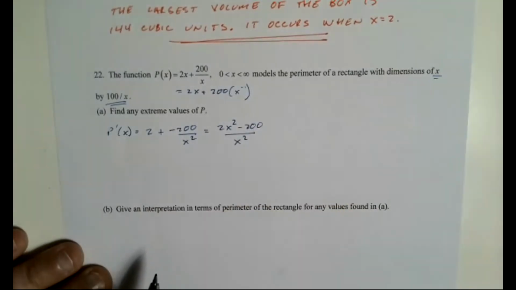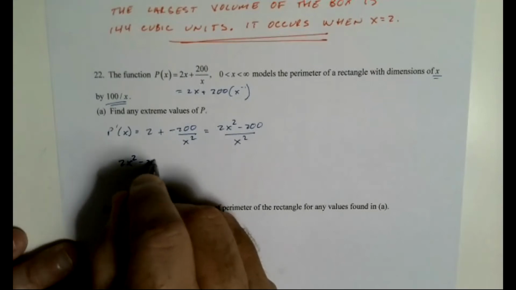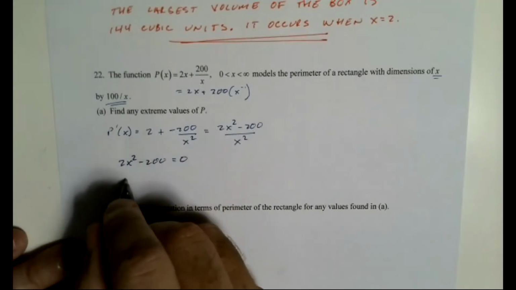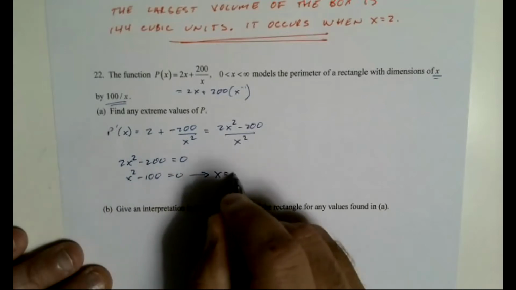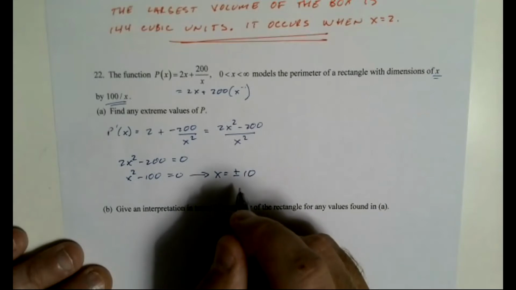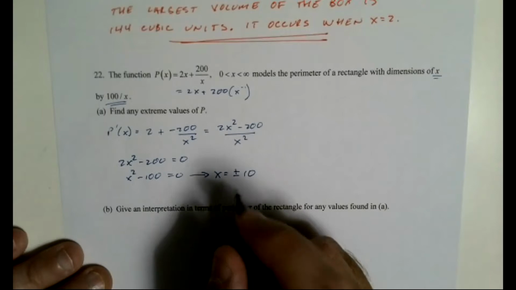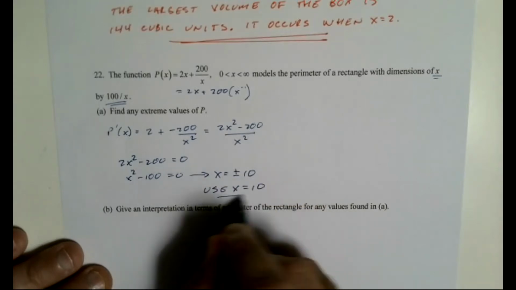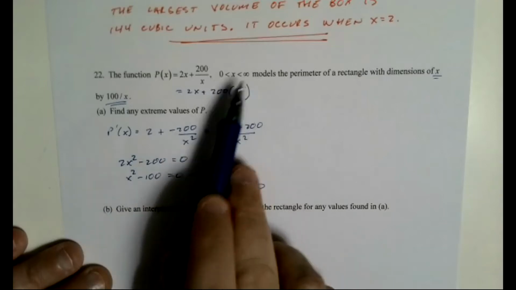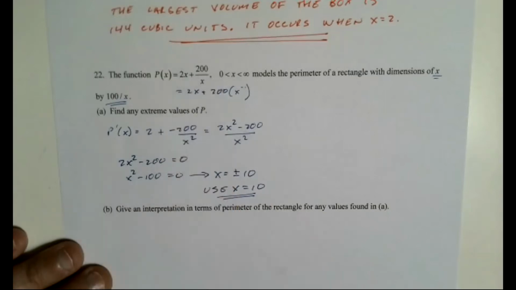Only care about the numerator. There's different ways to do this. I'm doing it this way. 2x squared minus 200 equals 0. X squared minus 100 equals 0. X equals plus or minus 10. Use x equals 10 because it's from 0 to that. Notice x cannot equal 0. That's fine. It's not in the domain.